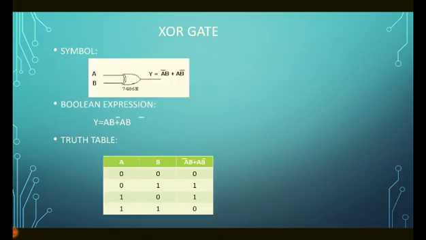And this is the symbol for XOR gate. The Boolean expression is y equal to a b complement plus a complement b. So truth table, here also we have two inputs and one output.